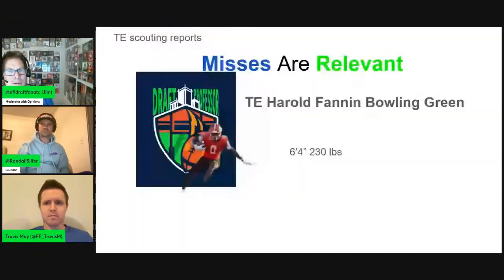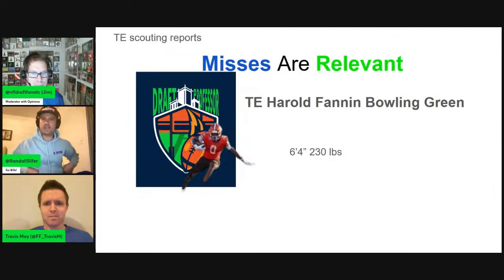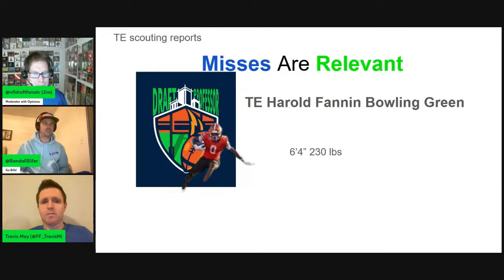with Harold Fannin from Bowling Green. So, Randall, what do you want to tell us about Harold Fannin? All right, yeah, Harold Fannin, junior, Bowling Green, 6'4", 230. He's pretty quick. I project him to run maybe like a 4.62 40, 4.65 40.